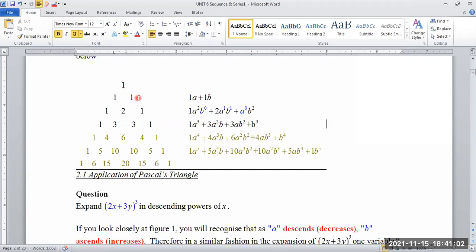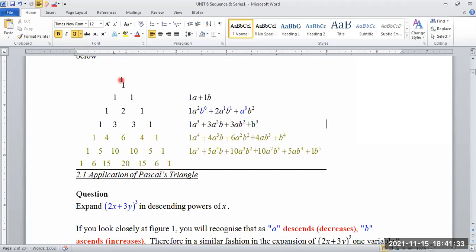1, 1, 1. This plus this gives me this. This plus this gives me that. The 1 here and the 1 here give me that 1 here. This plus this gives me that. This plus this gives me that. The 1 here and the 1 here give me the 1 here. 6 plus 4 is 10. 4 plus 1 is 5. 1 plus 5 is 6. 5 plus 10 is 15. 10 plus 10 is 20. 10 plus 5 is 15. 5 plus 1 is 6.